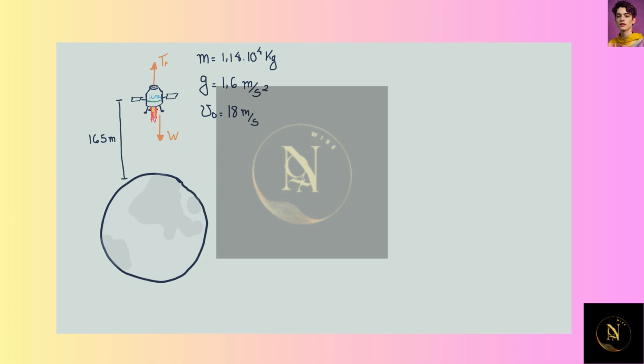To solve this question, we begin by discovering what is the necessary acceleration to reduce the velocity of the craft to zero when it touches the surface of the moon. For that, we can use Torricelli's equation, which tells us the following. The velocity squared is given by the initial velocity squared plus 2 times the acceleration times the displacement.